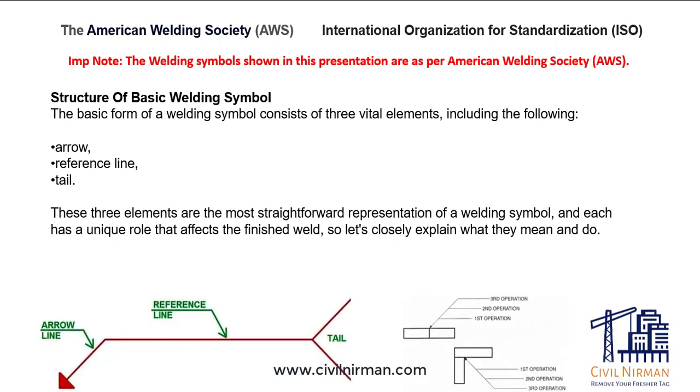Now see, a basic weld symbol consists of three parts, namely the arrow line, reference line and tail. So let's understand each of these components, how they represent the welding. The first one is the arrow line. Arrow line indicates the position of the joint. The arrow points to one side of the joint. This is called the arrow side, and the side other than the arrow side is called the other side.